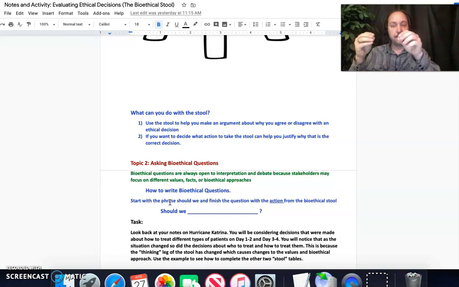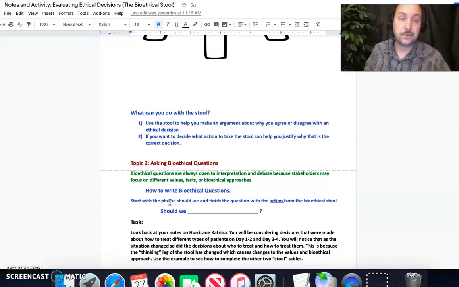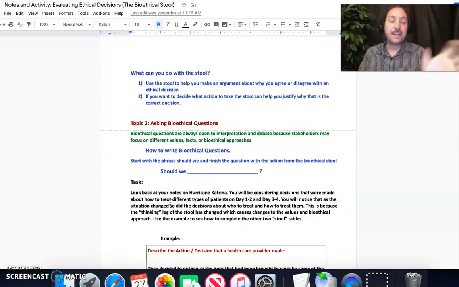Should we allow the surrogate mother to carry the child and deliver it? Should we continue doing mini brain research? Should we have euthanized the dogs or have euthanized the people in the situation in Hurricane Katrina? And that leaves it open to interpretation. People can say, yes, we should do that, or no, we should not do that. We should do this in this situation, right?